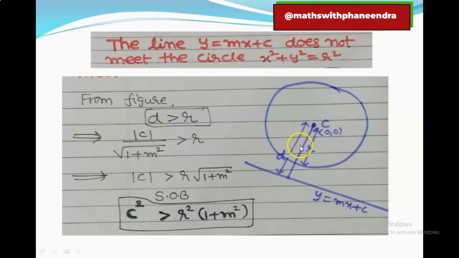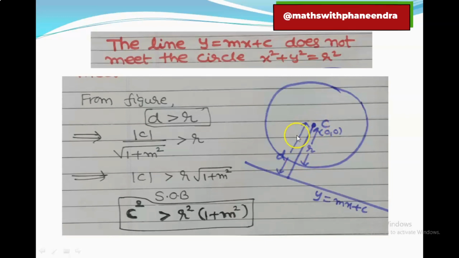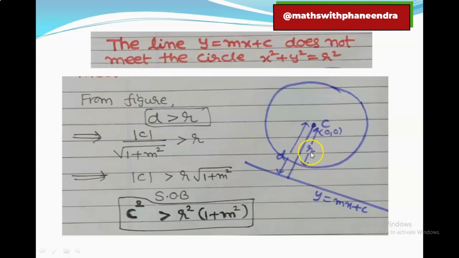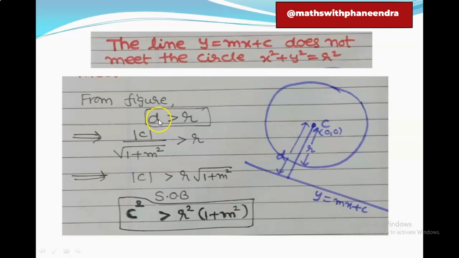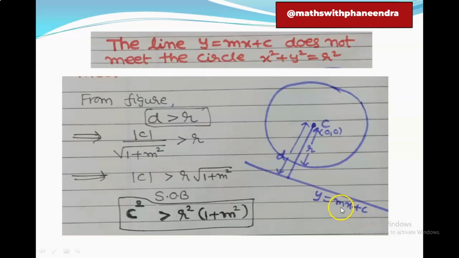From circle center to any point on the circle, we know that is radius. From circle center to the line, the distance is d. From this diagram we observe that the value of d is greater than r. That means the perpendicular distance from center of the circle to the line is greater than radius of the circle. So d, we know that the perpendicular distance from origin to the line is mod c by root of a square plus b square. Here c is c only, a value is m and b value is minus 1.